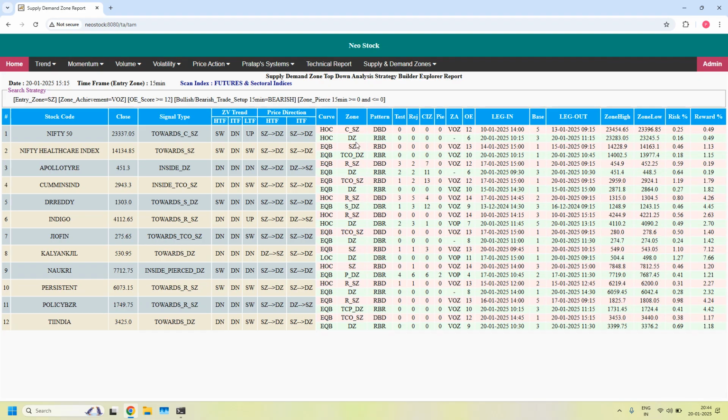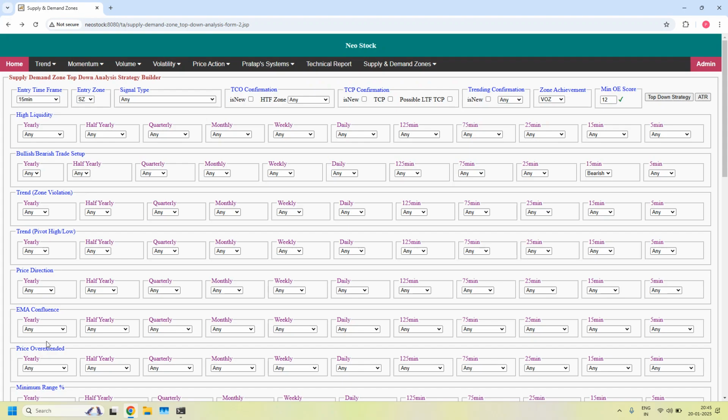All these are 15 minute supply zones. And out of these 12 15 minute supply zones, some are already high liquidity zones. We can further filter by adding one more high probability parameter, zone confluence, supply zone confluence. So first filter is LTF and ITF supply zone confluence. Let us add that filter.